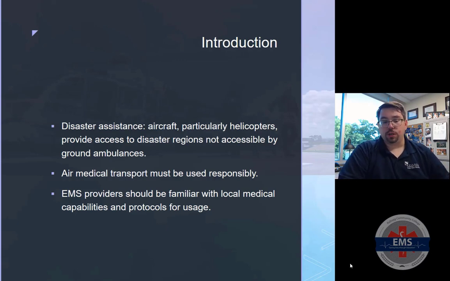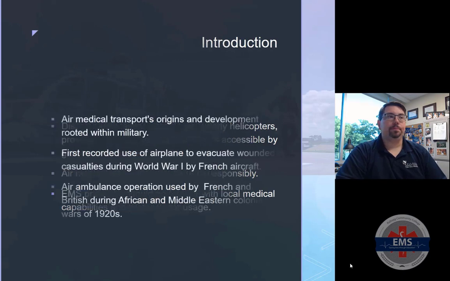Either a patient who's critical or needs specialized resources that we're not able to get them to or provide ourselves. In that case, you would look at things like blood products or rapid sequence intubation. Maybe you have a prolonged extrication and you know that they're going to be able to provide more advanced care on scene than you can at an ALS level. We also want to make sure that you're familiar with your local protocols for medical direction and the capabilities and usage of air medical transport.